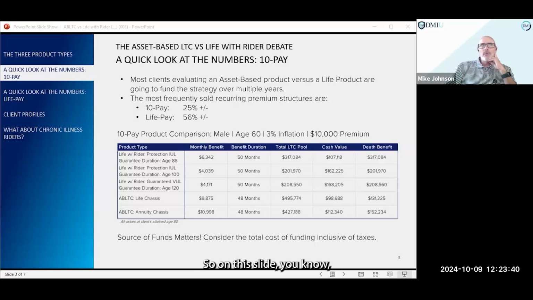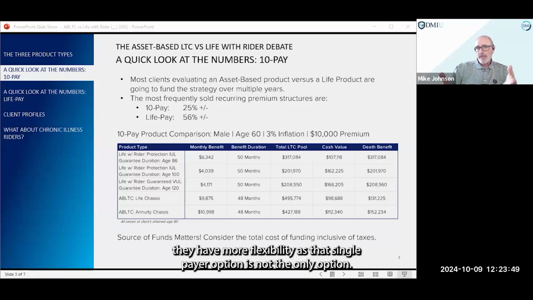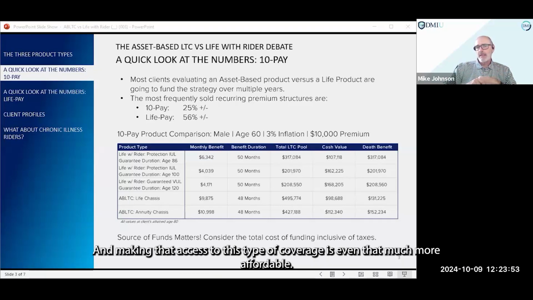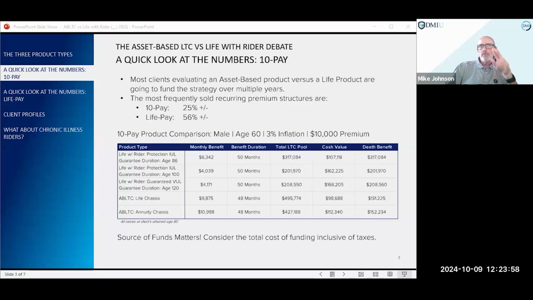So on this slide, when we think about this and we say, why does this 10-pay design matter? Well, the bottom line is that your clients have more flexibility, as the single pay option is not the only option, and it makes access to this type of coverage that much more affordable. And as I mentioned before, great segue into this next slide.